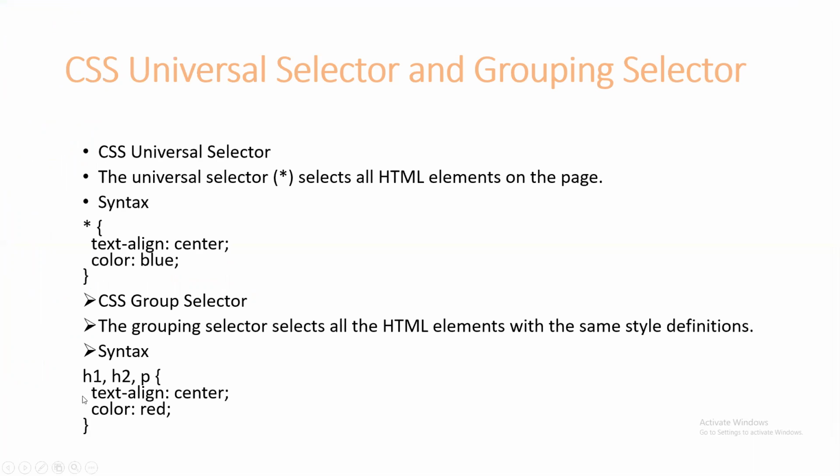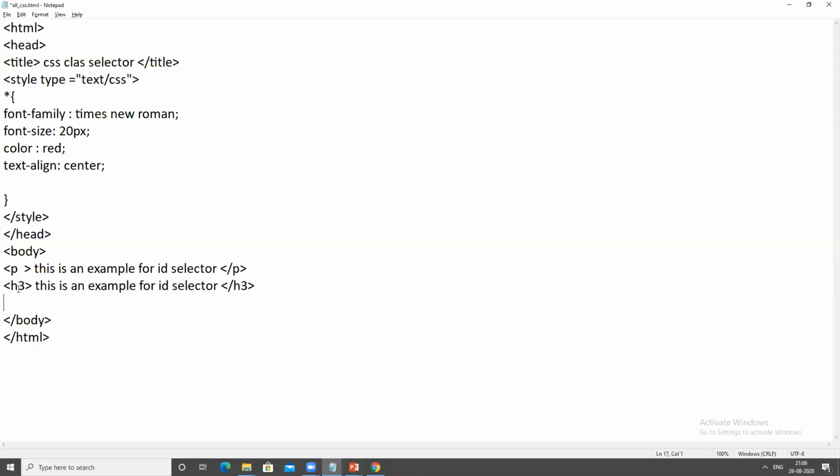Next, group, we can apply to whatever HTML elements. If we want to apply the same properties to all these elements, h1, h2, and p, then we can make its group. So here it will apply for h1, h2, and p tag also. Let's see how it is. So here instead of this, I use p and h3. In the last example, if I use td, let's see whether it is applied to it or not.